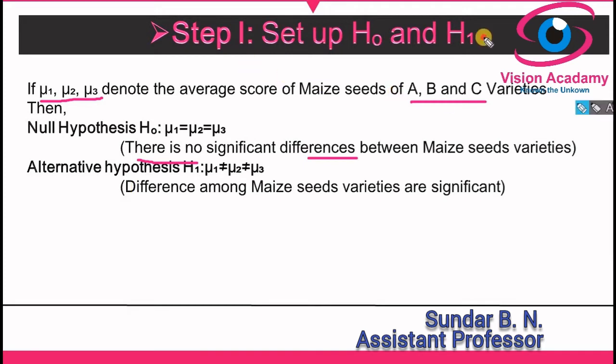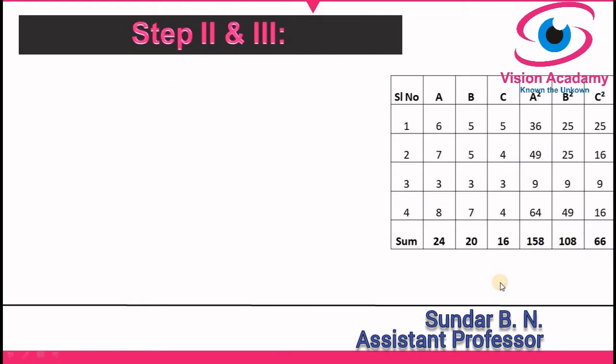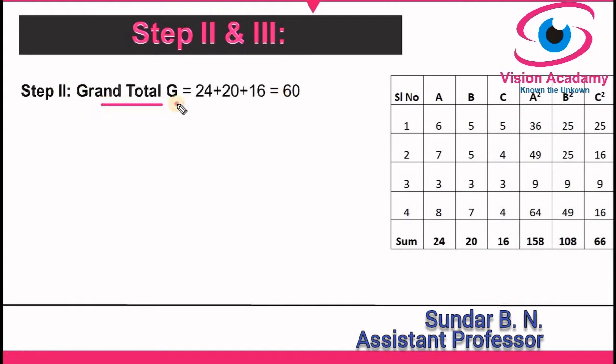So my step 1 is over. In this case we set up the null and alternative hypotheses for the problem. And in step 2, let us calculate the grand total.